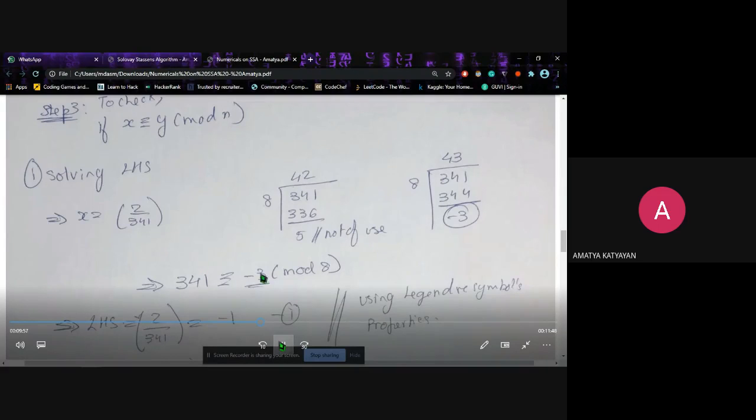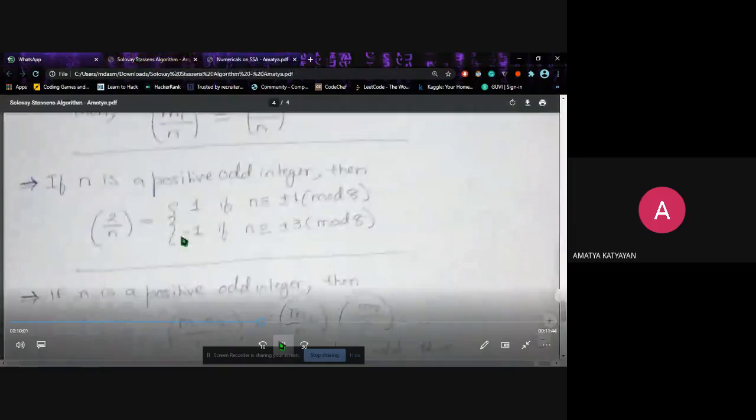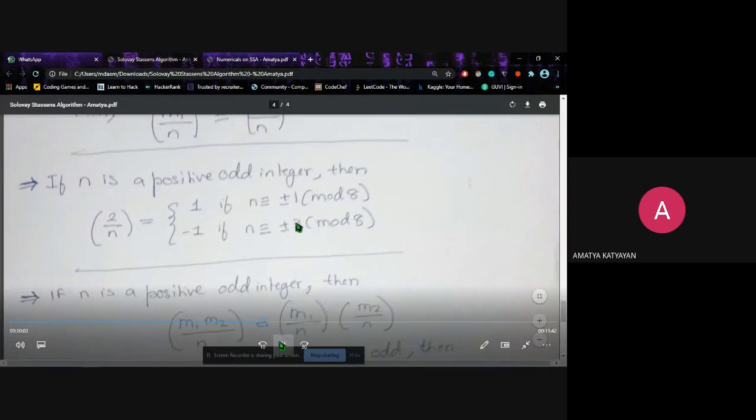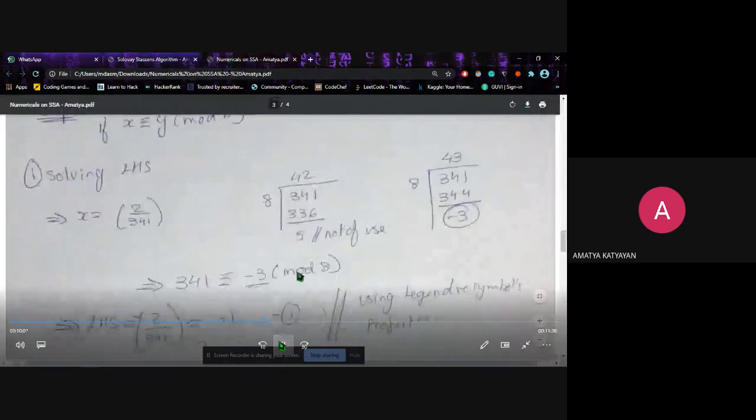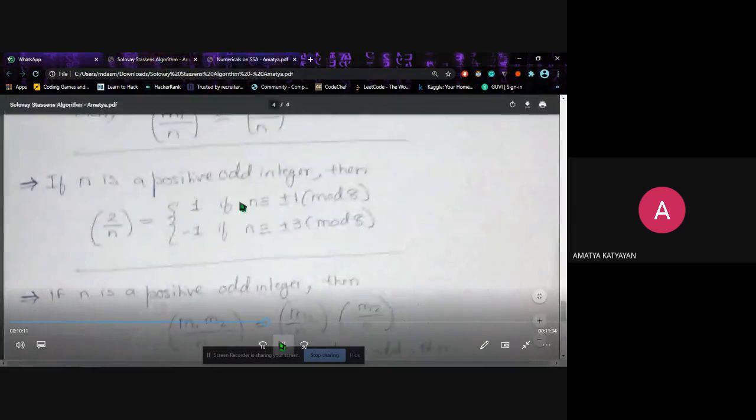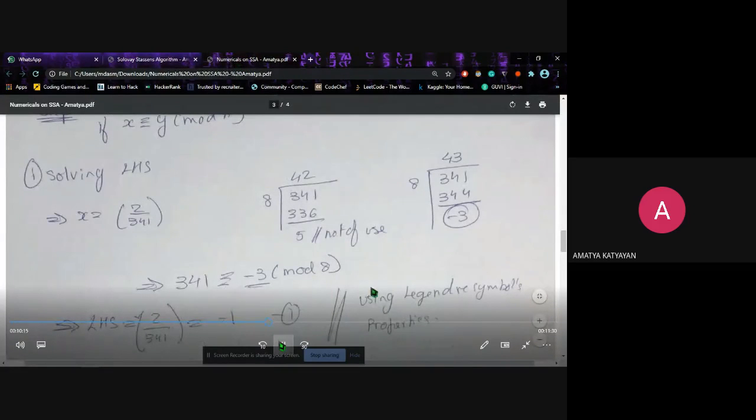Now what we do is we substitute the entire value of the Legendre symbol as minus 1. Suppose we would have got plus or minus 1 over here instead of 3, then we would have substituted this value as 1. And this is how we solved our LHS.